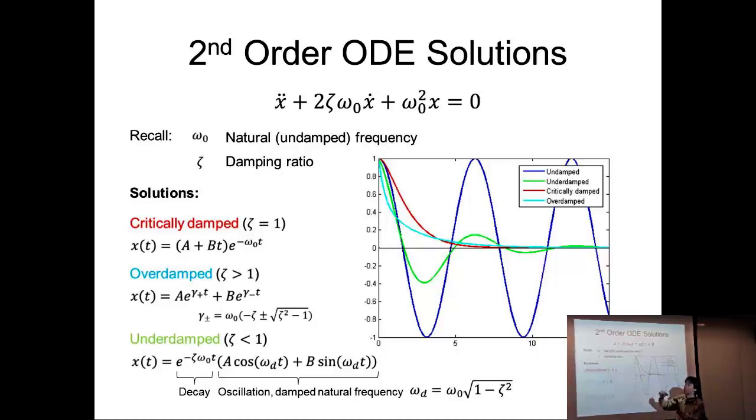I remind you, if there's no damping in the system, then our response is just this oscillatory answer here. The mass goes back and forth forever.